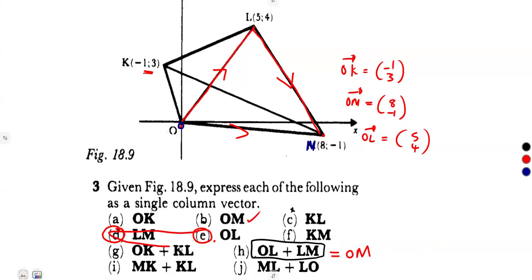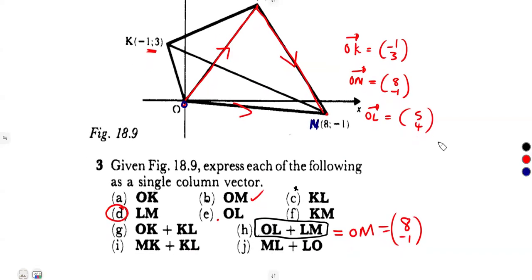So you can add the answers that you have on D and E. You're going to see that the answer there was going to be the same as 8 minus 1. So if you do not have that answer, it means one of those is wrong. So let us prove that. I want you to prove that. The same thing here on G. OK plus K to L.